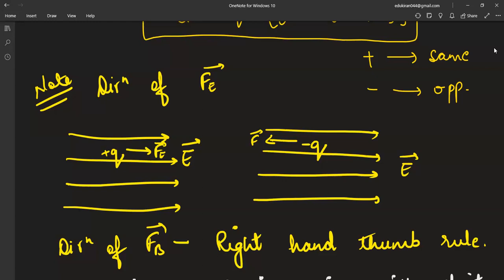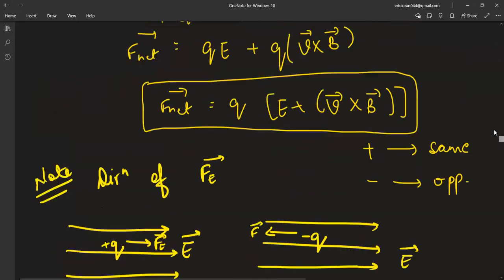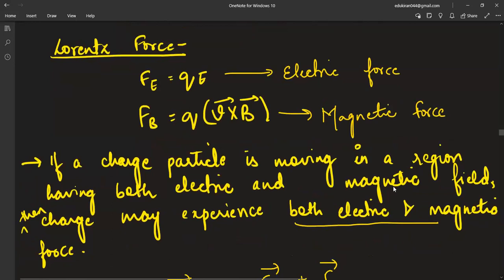I'll show you a question also, but before that, start noting it from here. First note it down from here, then let us practice certain questions.